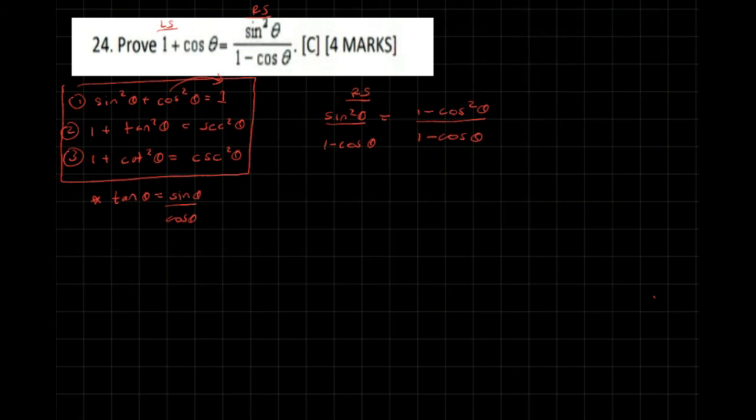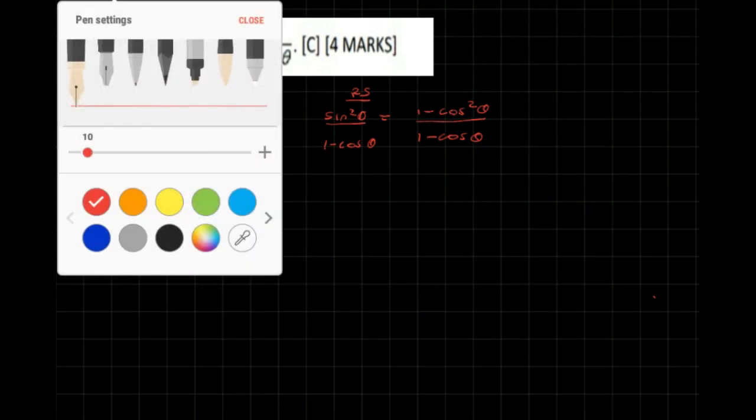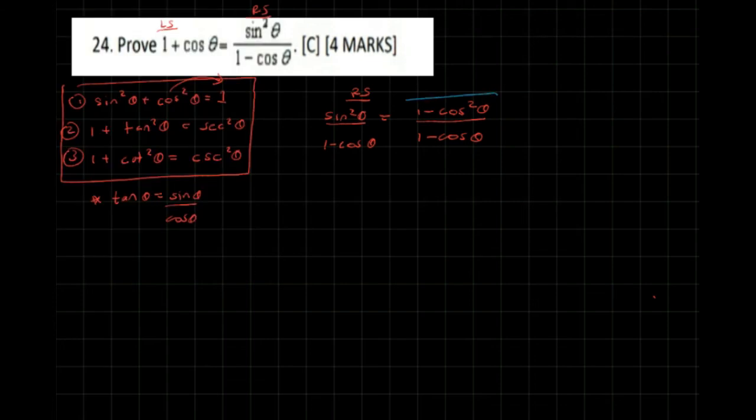After I do this, you can notice that the 1 minus cosine squared theta, this portion here, is like a difference of squares, right? So you can think about it in the form of a squared minus b squared. If you have an expression in the form of a squared minus b squared, you can factor it using the square root of a squared and the square root of b squared, and you basically get a plus b and a minus b. These two are examples of conjugate factors.